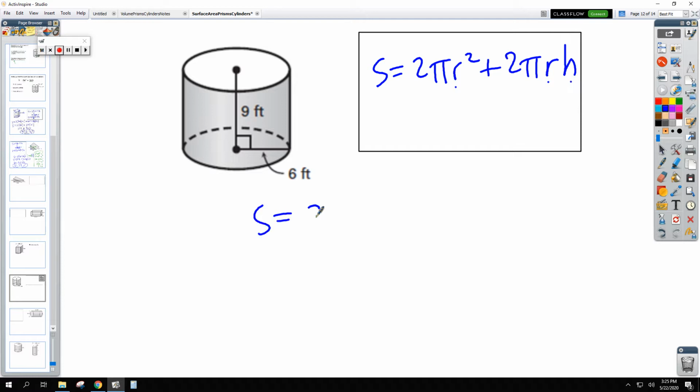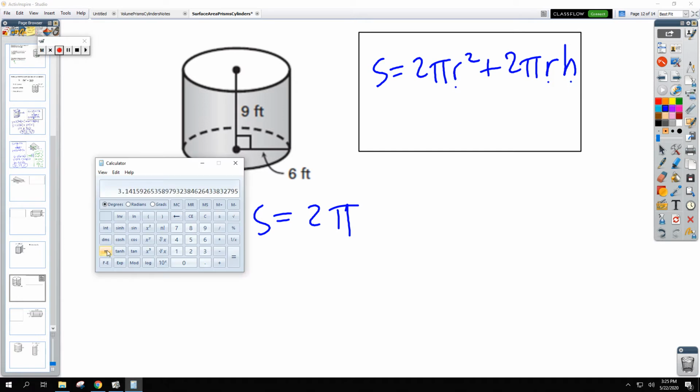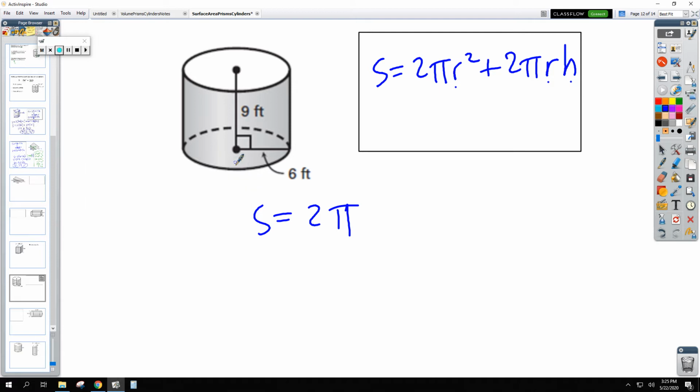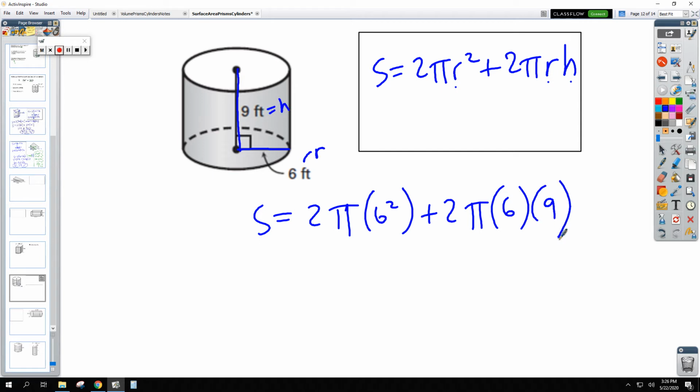Surface area is 2 times pi. And by the way, you could use 3.14 for pi, but I highly recommend you guys use the symbol pi instead on your calculator. It gives you a much more accurate answer. Anyways, it's 2 pi times the radius. What's the radius of our cylinder here? 6 squared plus 2 times pi times the radius again, 6 times the height of this cylinder, which is the perpendicular distance between the two bases. In this case, 9.